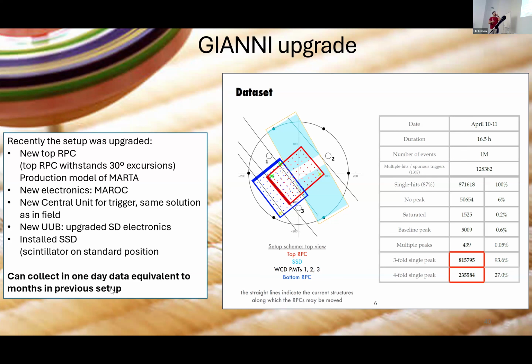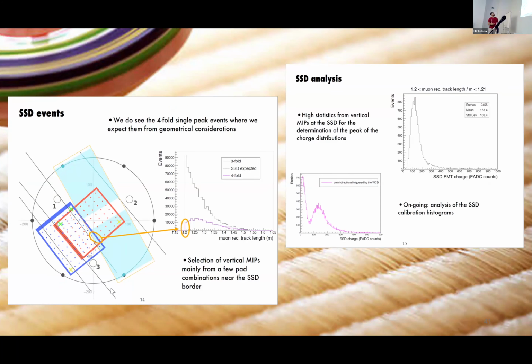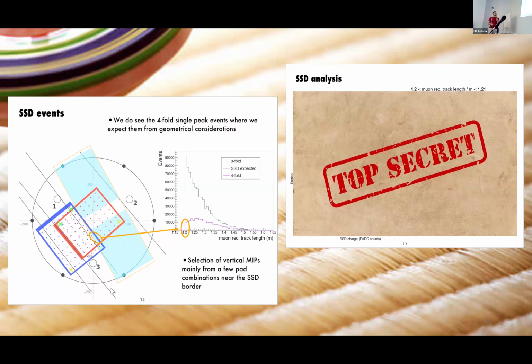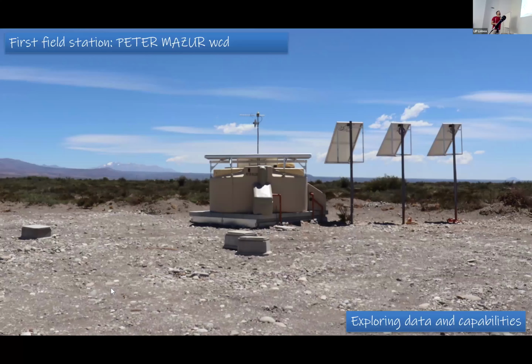This is the setup, top RPC and bottom RPC. Unfortunately, the SSD is in the standard position, and we cannot move the bottom one to this side with small efforts. So yes, this kills the resolution. We can see here events with the SSD, with the new detector in here. And this region of 1.2 meters track length is basically vertical muons going through the SSD, which is this region in here. You cannot see it, but hopefully in Zoom they can see the distribution of the signal in the SSD, but I cannot show you this. It's also preliminary, so you don't miss a lot.